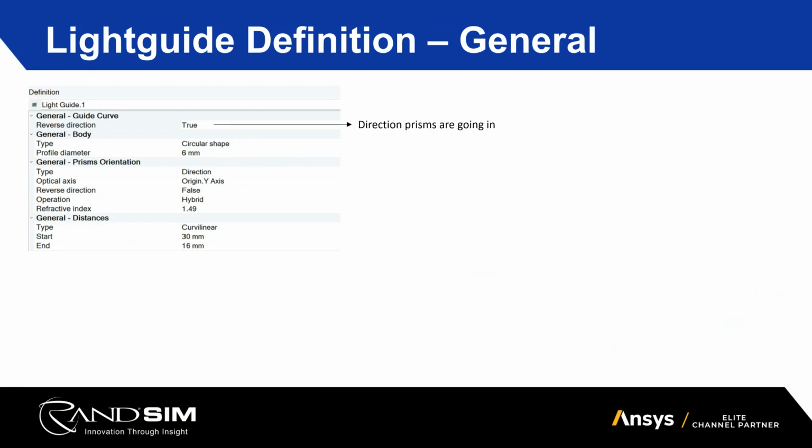Then we need to pick a direction in which the prisms are going. So right here, the reverse direction is either true or false. On this one, we're going to see that I'm going to end up making it true because it's going to flip the direction of the prisms. It's either going to go in one direction or the other. We'll see that in just a second.